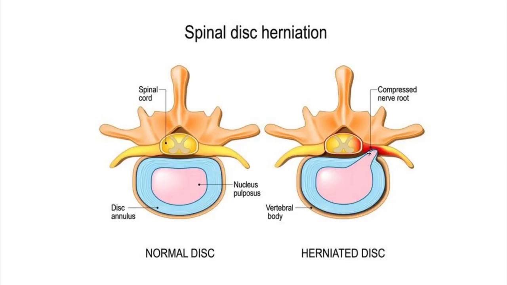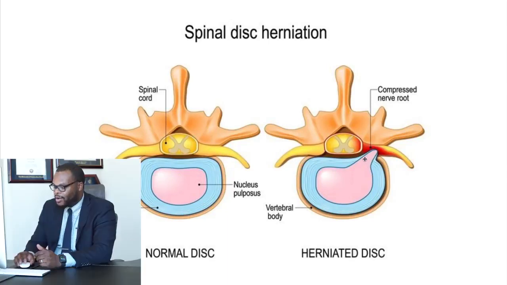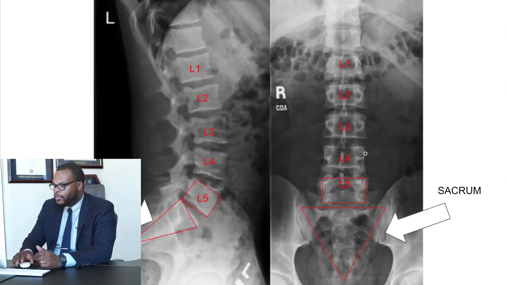So when we're doing surgery for a decompression procedure, or we're going in to take the pressure off the nerve, this herniation is what we're trying to go after here. This is the sacrum, so it's at the bottom of your spine, L1, L2, L3, L4, L5, and then the sacrum, this triangular shaped structure here.